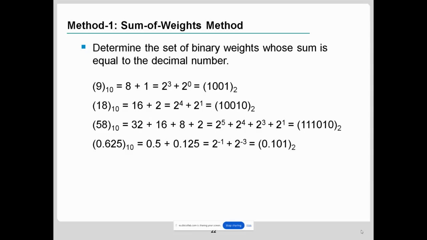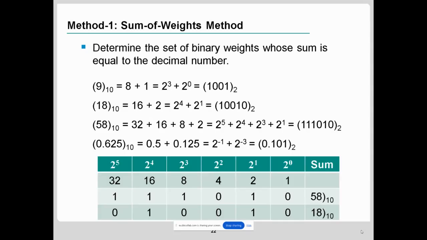So what is the weight of ai? The weight of ai is 2 raised to i. So the weight of an minus 1 is 2 raised to n minus 1. What is the weight of fj? 2 raised to minus j. So for the fractional part it's minus, and for the whole part it's plus. Got it? Any question? So now we have generalized it.